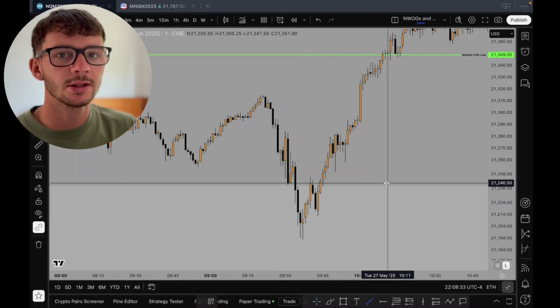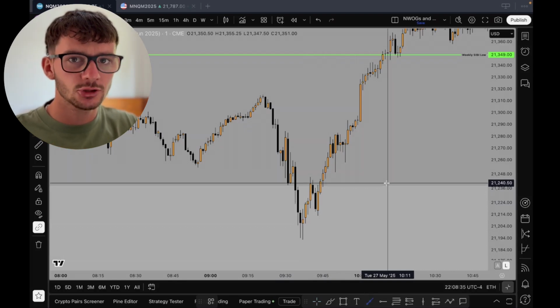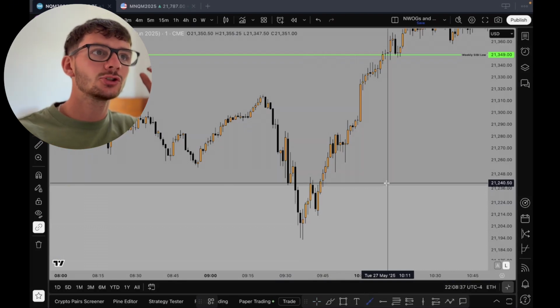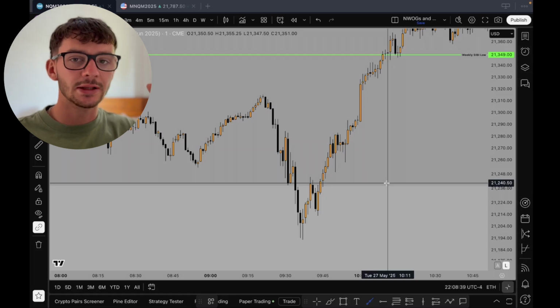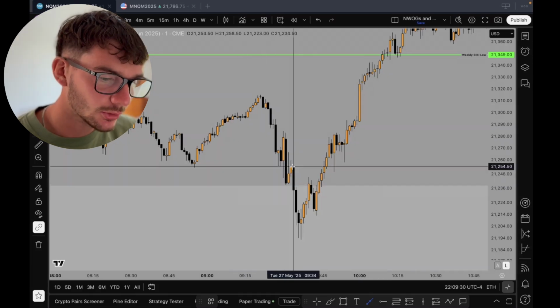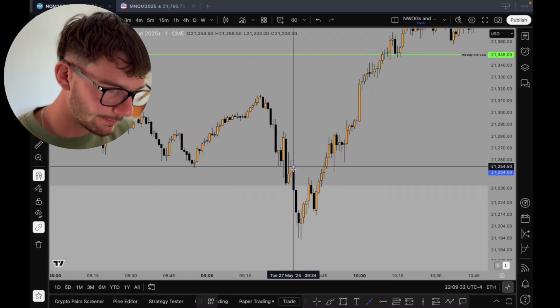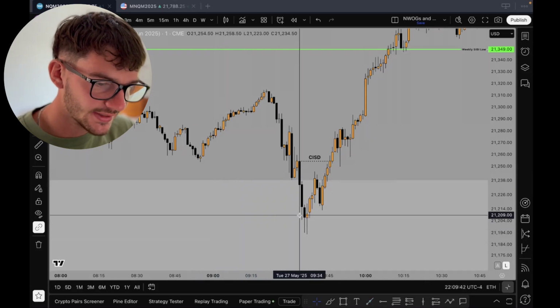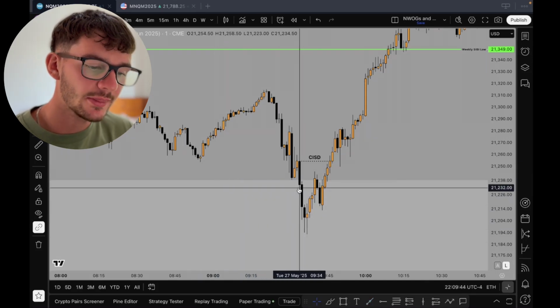Now a change in the state of delivery is a little bit different to a market structure shift because while a market structure shift requires a swing low break or a swing high break, a change in the state of delivery does not. It requires a trade through a bearish candle if you are bullish and a bullish candle if you are bearish. So in this little downtrend we had here, your change in the state of delivery would be this bearish candle here, because we have this down close candle, this down close candle, and this down close candle.